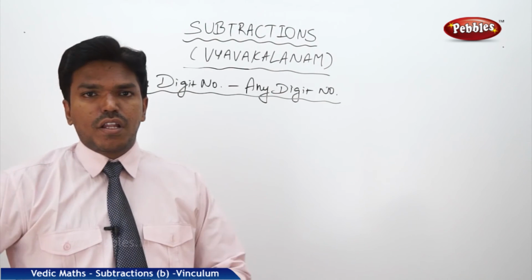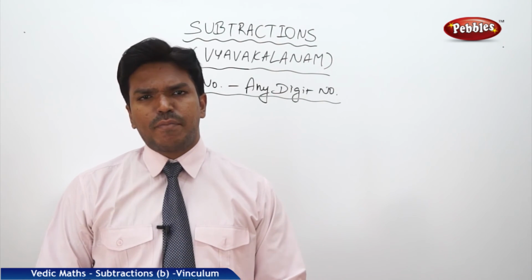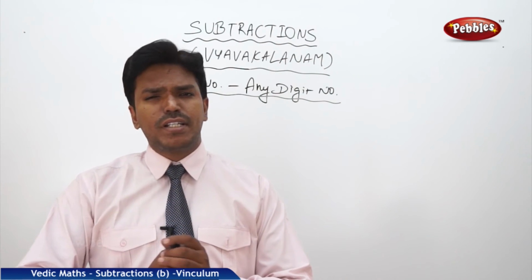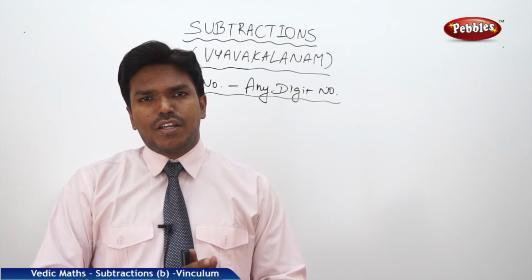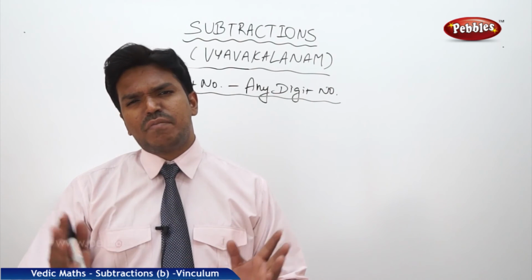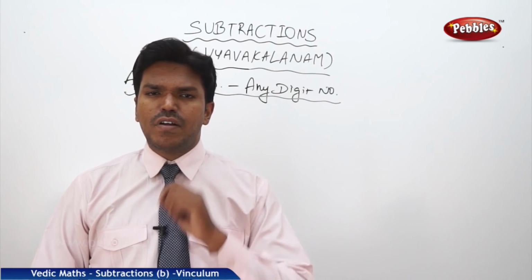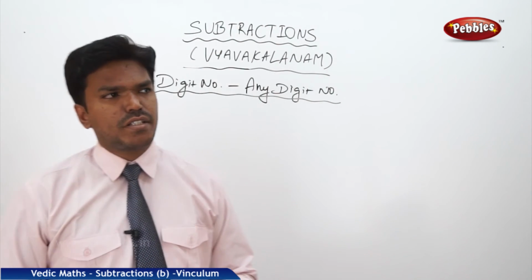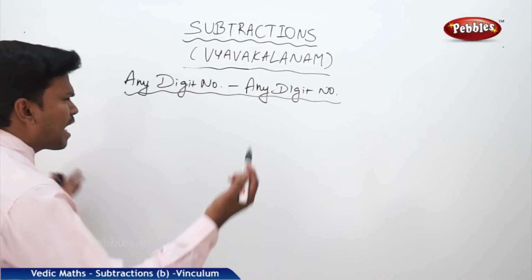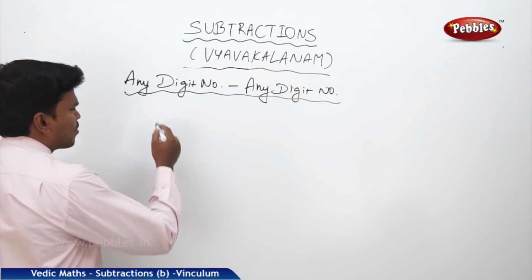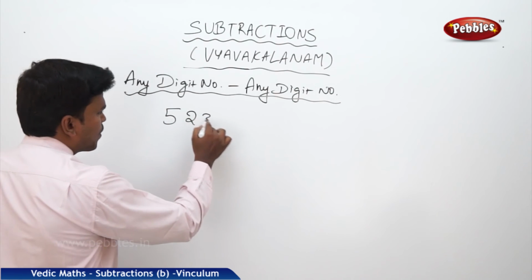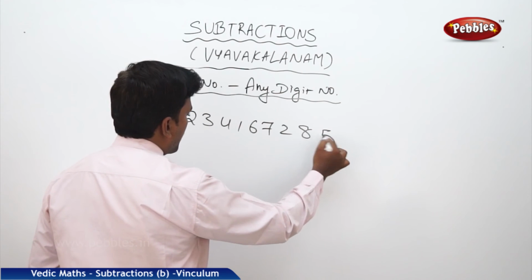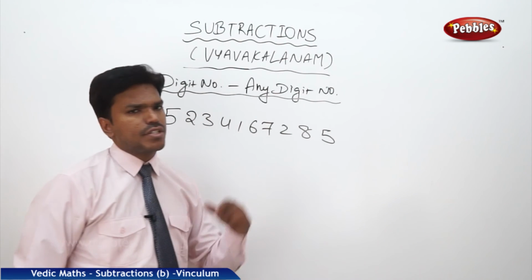Now we are going to see any digit minus any digit. So whatever number you take, it doesn't matter to me. How many digits it is, it doesn't matter to me. You can subtract any big number from any big number and we can get the answer in an easy and very interesting manner, right? Just see, we'll take some bigger number randomly. 5, 2, 3, 4, 1, 6, 7, 2, 8, 5. So I have taken some 10 digit number like this.